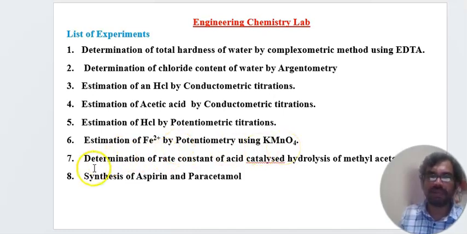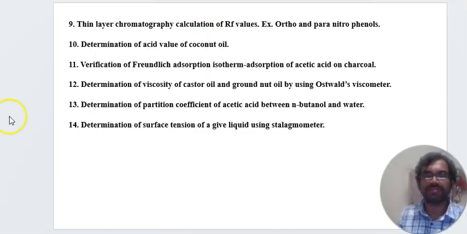The seventh experiment is the determination of the rate constant of acid catalyzed hydrolysis of methyl acetate. The eighth one is the synthesis of aspirin and paracetamol. They need to understand the synthesis methods also. The ninth one is thin layer chromatography, calculation of Rf values, for example of ortho or para nitrophenols.